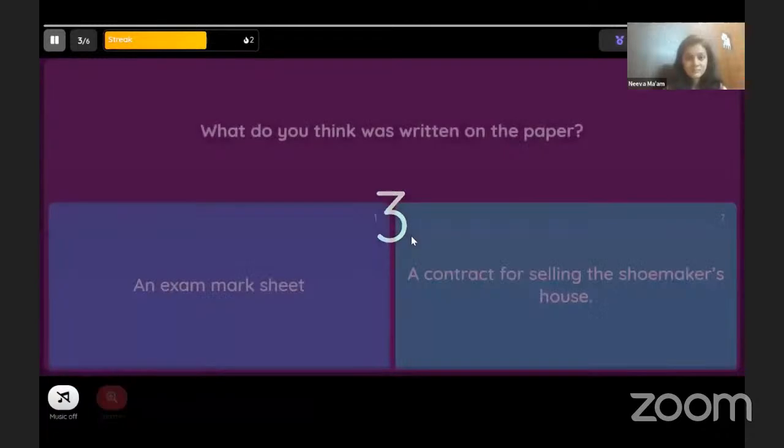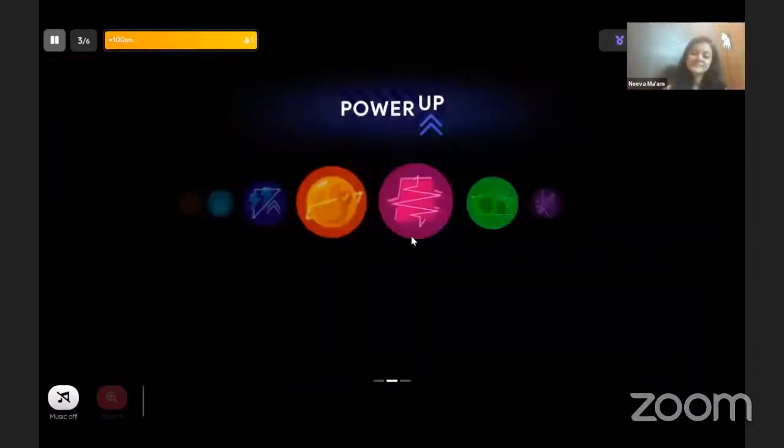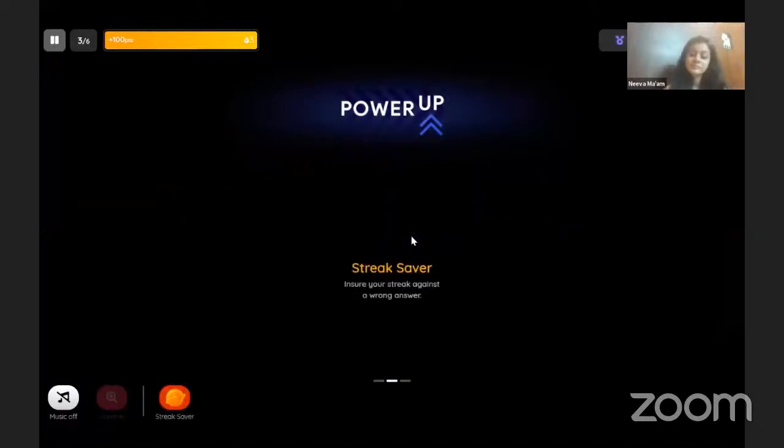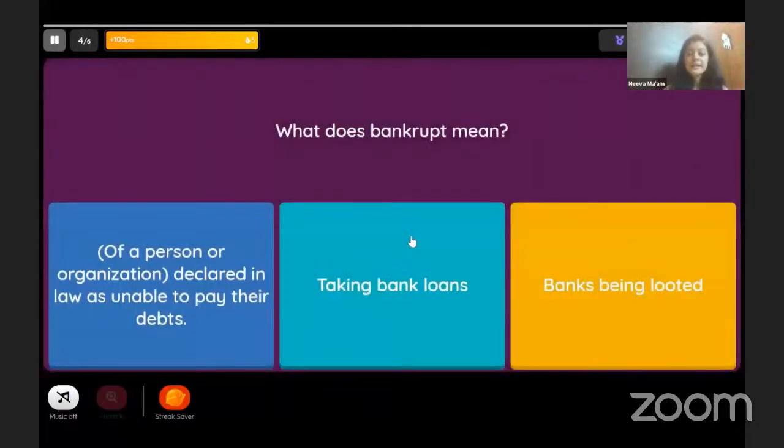What do you think was written on the paper? An exam mark sheet, or a contract for selling the shoemaker's house? What does bankrupt mean? Of a person or organization, declared in law as unable to pay their debts.